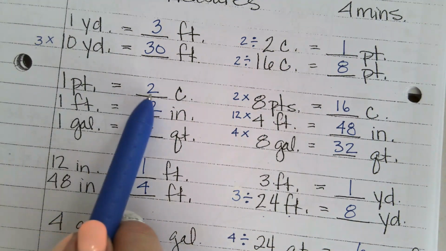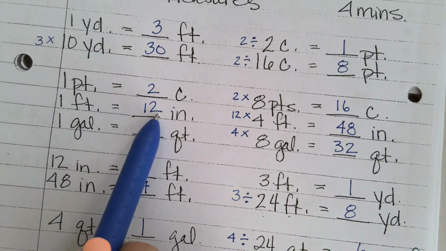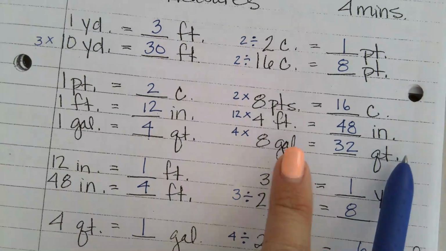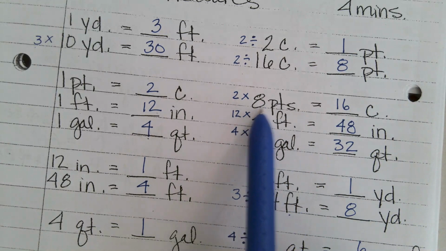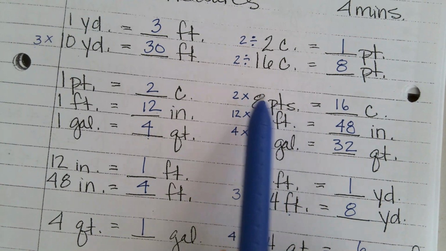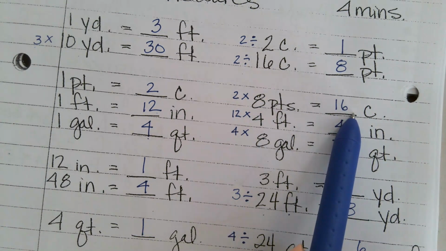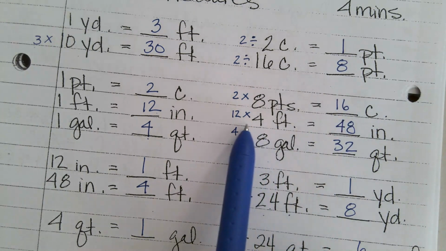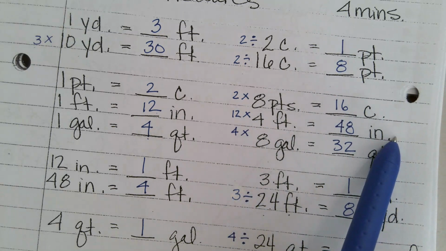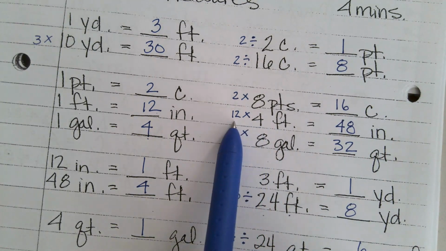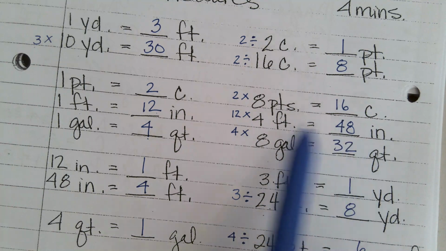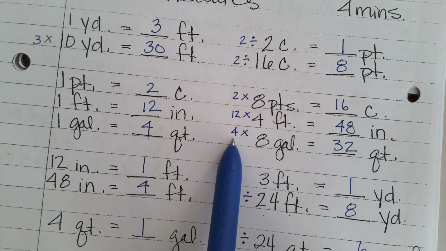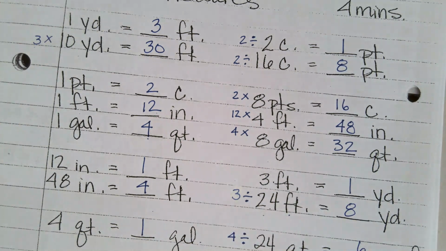1 pint is 2 cups. 1 foot is 12 inches. 1 gallon is equal to 4 quarts. Now I flipped it on this side. So 8 pints, I'm going to multiply by 2 is 16 cups, because you're going to have more of the smaller unit. So you have to multiply to get more in the smaller unit. 4 times 12, in 4 feet there are 48 inches. And 8 gallons, I multiplied by 4, and there are 32 quarts.